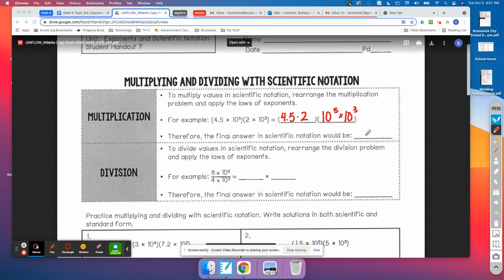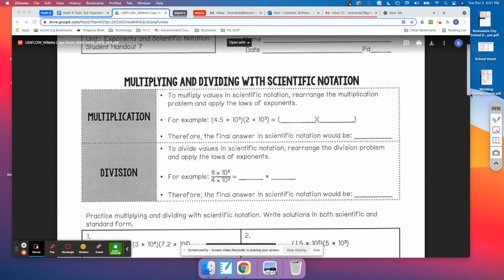So 4.5 times 2 is 9, and then times 10 to the fifth plus 10 to the third becomes 10 to the eighth. So using our exponent rules there. So for our division, same concept. We're going to do 8 over 4, and then 10 to the sixth over 10 to the third. So 8 over 4 is 2, and then our exponent rule for division is to subtract. 6 minus 3 is 3.